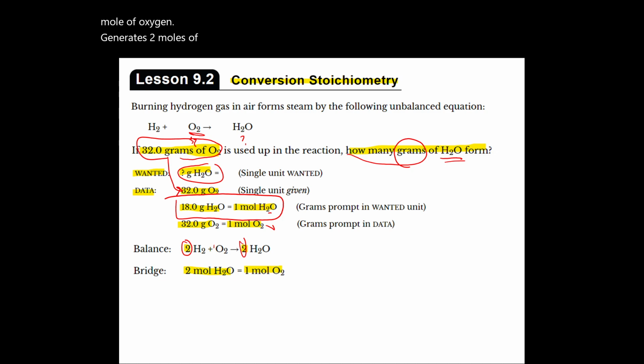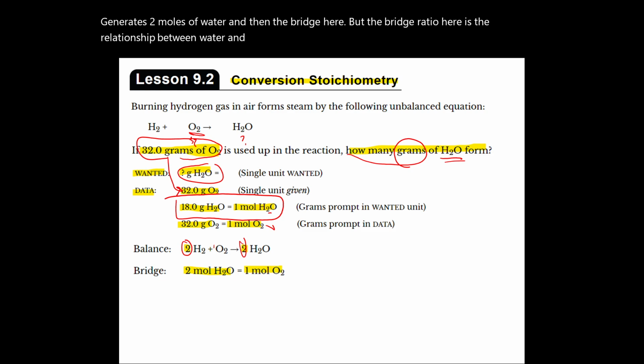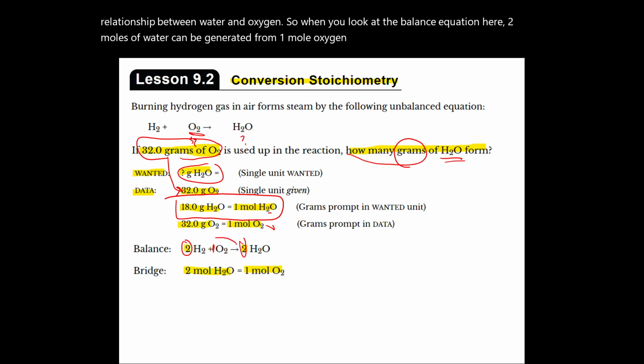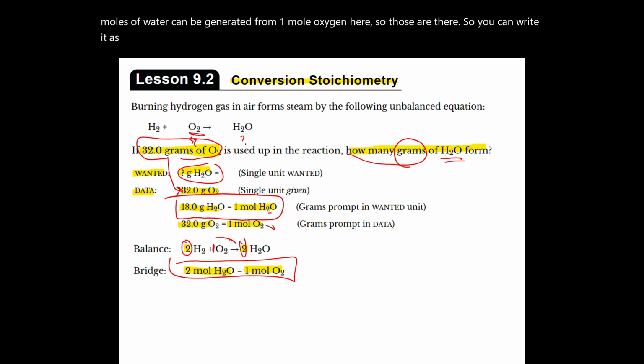And then the bridge ratio here is the relationship between water and oxygen. So when you look at the balanced equation here, 2 moles of water can be generated from 1 mole of oxygen. So you can write it as an equality, and then we can use that equality as our conversion factor.